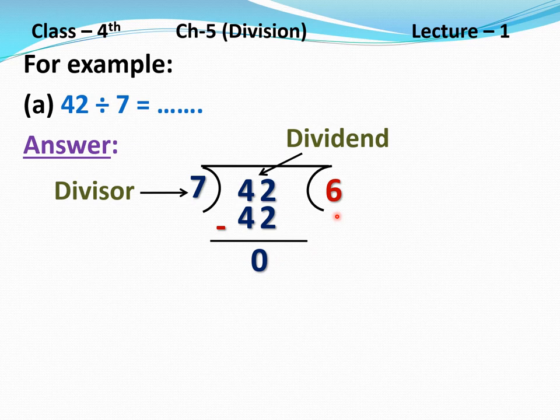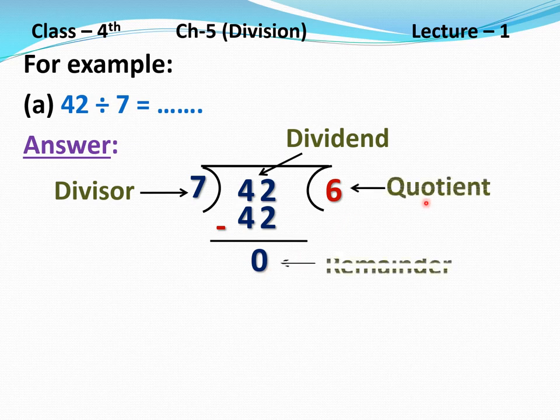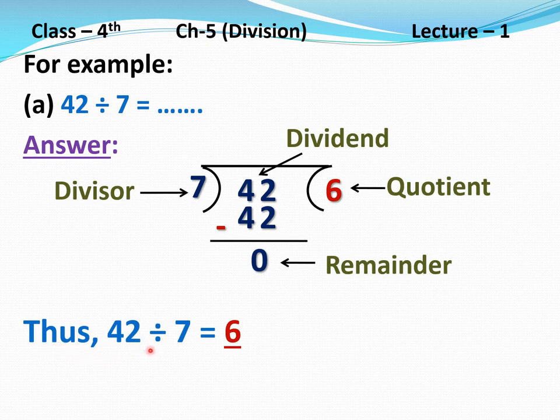The answer obtained by carrying out a division is called the quotient. Here 6 is the quotient, and the number left after completing the process of division is called the remainder. So here 0 is the remainder. 6 is the quotient and 0 is the remainder. Okay. So write down. Thus 42 divided by 7 equals 6.